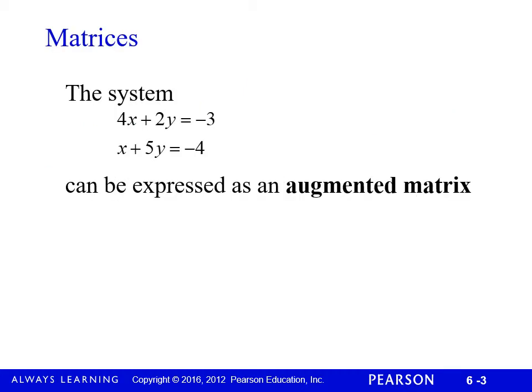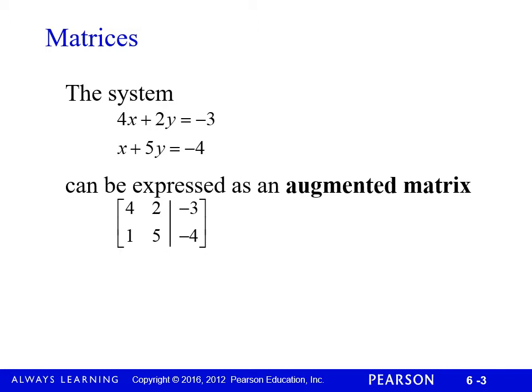So we've been looking at linear equations in 2 and 3 variables. And here we have a linear system, 4x plus 2y equals negative 3, and x plus 5y equals negative 4. We can express this system as an augmented matrix.